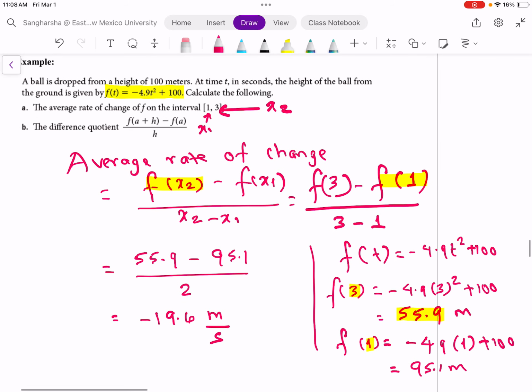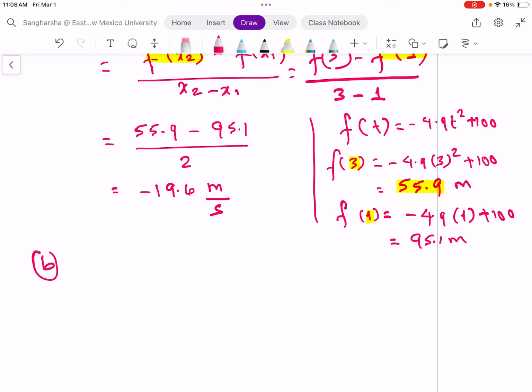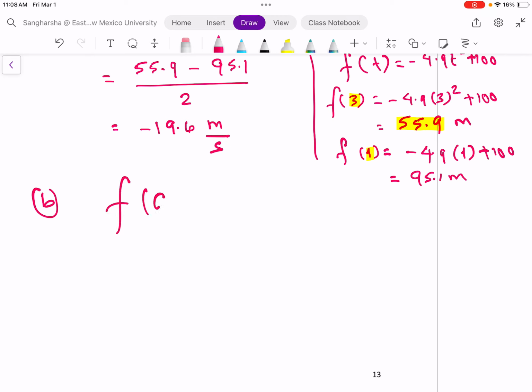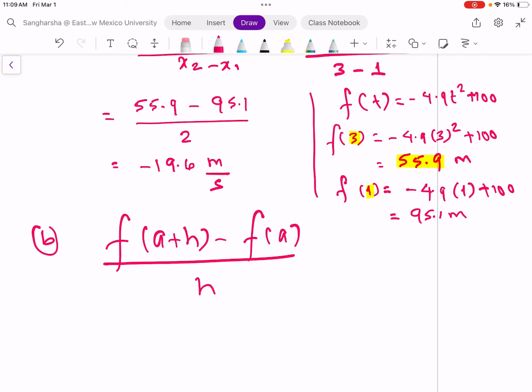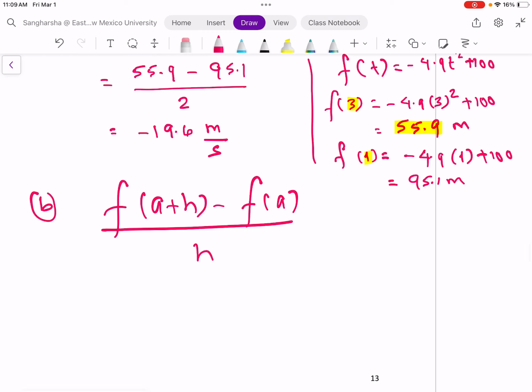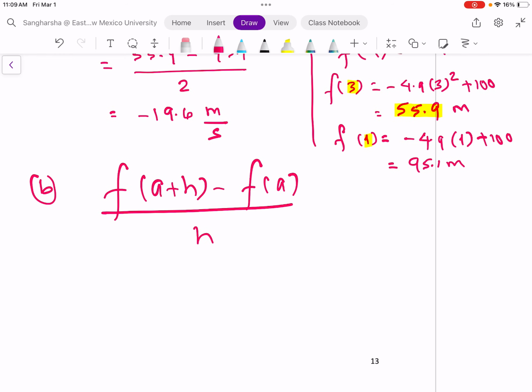Now next, let's find the difference quotient for this function. For number B, our difference quotient is f of a plus h minus f of a, divided by h. This difference quotient has meaning. When you take upper level math courses, we call this the derivative. If you have heard it, this expression is the derivative. Here we will try to simplify this expression; we are not going to study its meaning. So every time you are asked to find the difference quotient, this is what we're going to find.